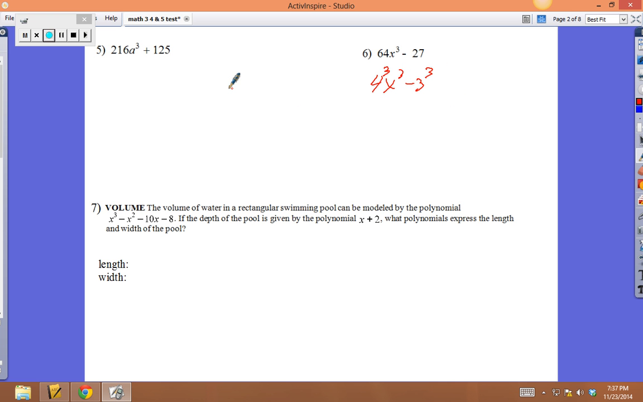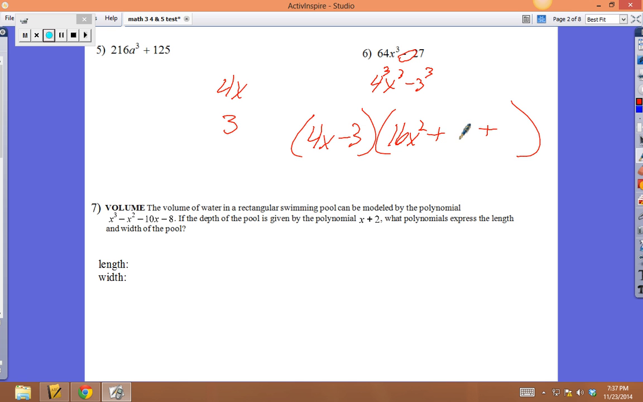Okay, the first base is 4x and the second base is 3. So subtract is pretty similar. It's going to be 4x subtract 3. That's in the first group. The second group is the first base times itself. So that's 16x squared. And now it's going to be plus and plus.